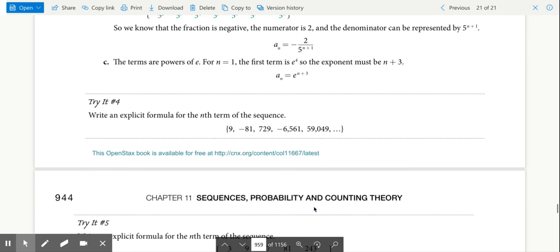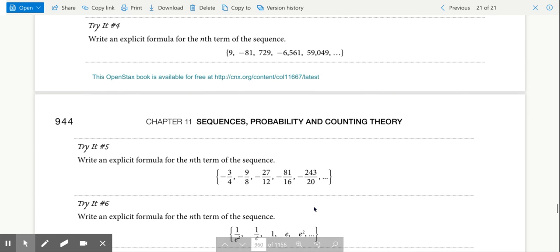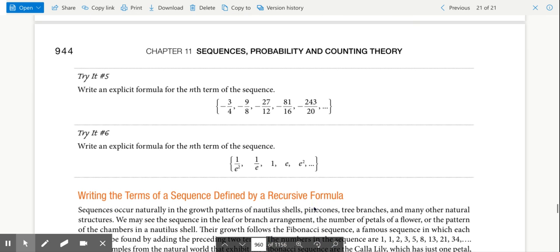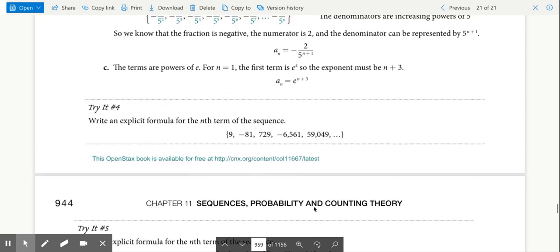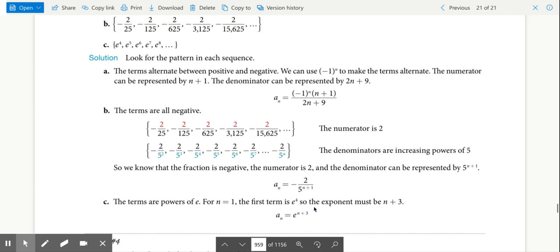All right, so this video is kind of already getting long, so I'm going to talk about recursive formulas in the next video.